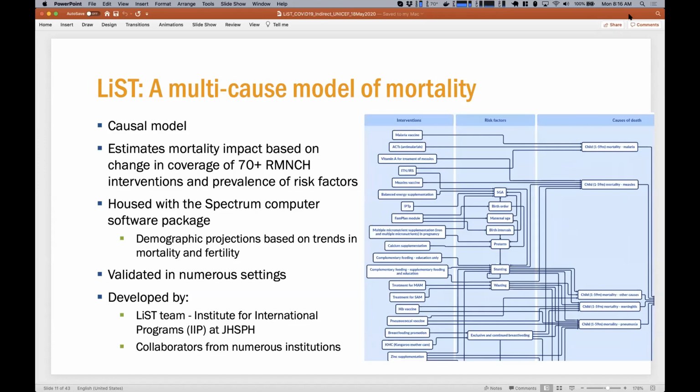And this is actually just a quick snapshot of some of the interventions impacting on child mortality within the tool. And this is meant just to highlight the complexity of the relationships within the model. Next slide.